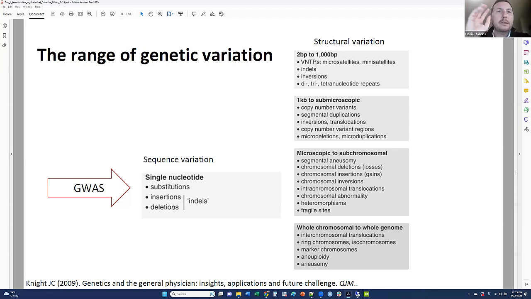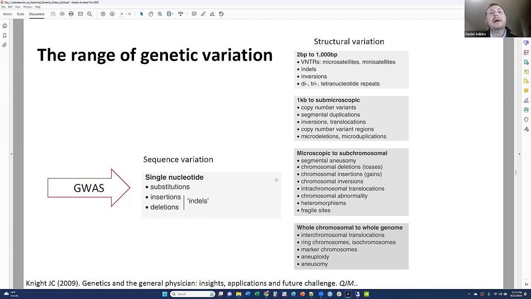SNPs and indels, single nucleotide polymorphisms or variants, and indels, are essentially categorized as sequence variation. They're considered sequence variation because they occur at a single locus, and that's where most of our common variation comes from. Our common variation is almost entirely sequence variation.